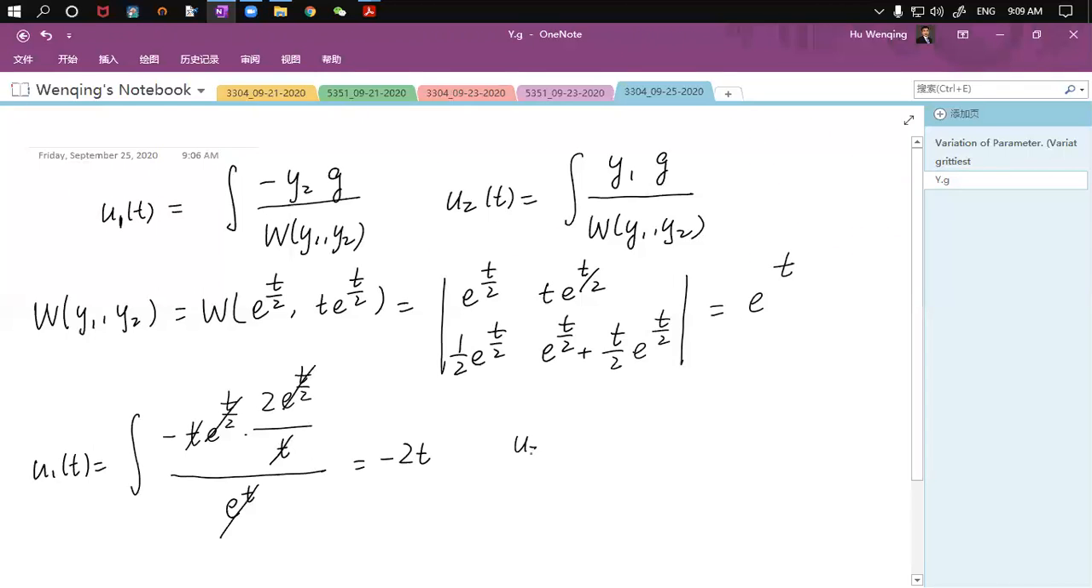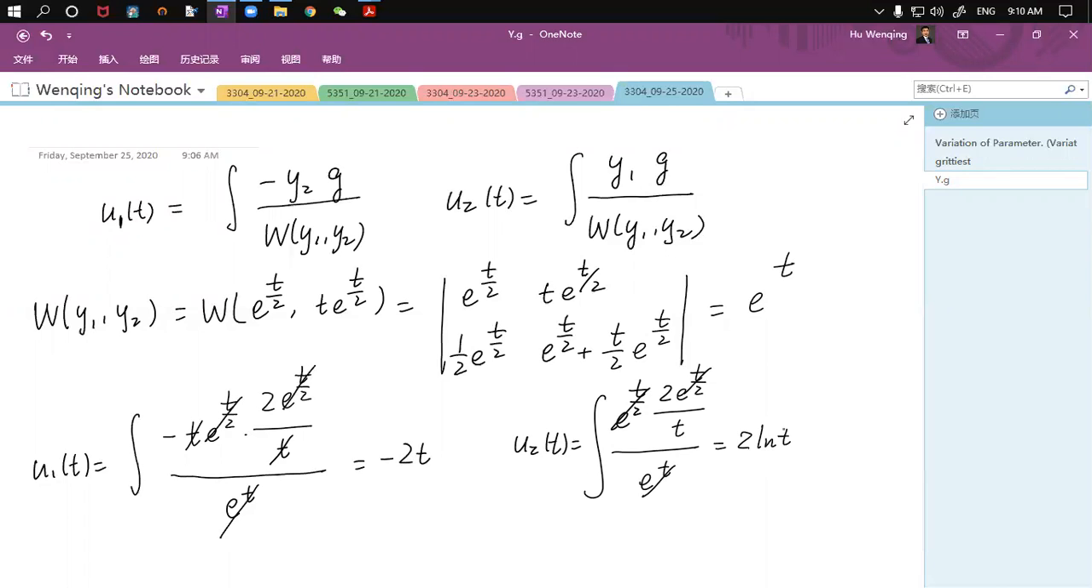Okay, so u2 of t, by the same rationale, is the integral of plus y1, which is e power t over 2. And the g is again 2 times e power t over 2 divided by t. The Wronskian is e power t. So these cancel, and it's the integral of 2 over t, so you get 2 times the logarithm of t. Let's say t is greater than 0, you get the logarithm of t.